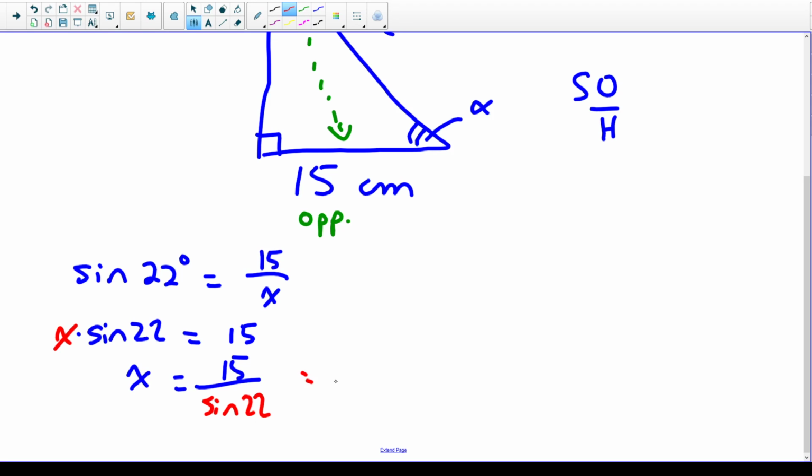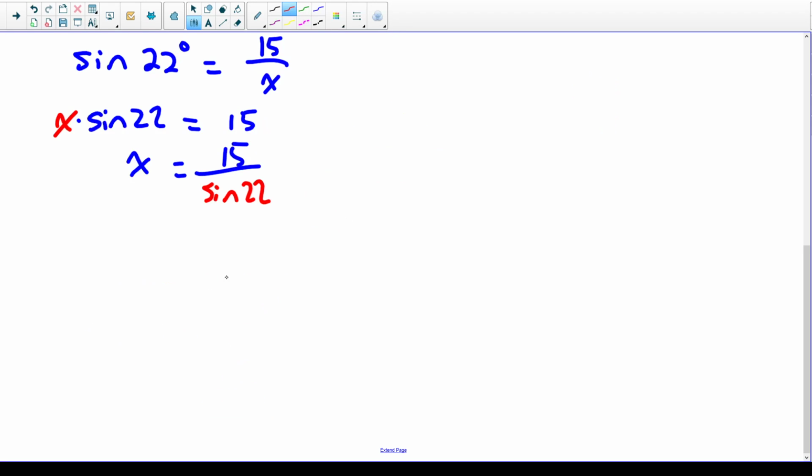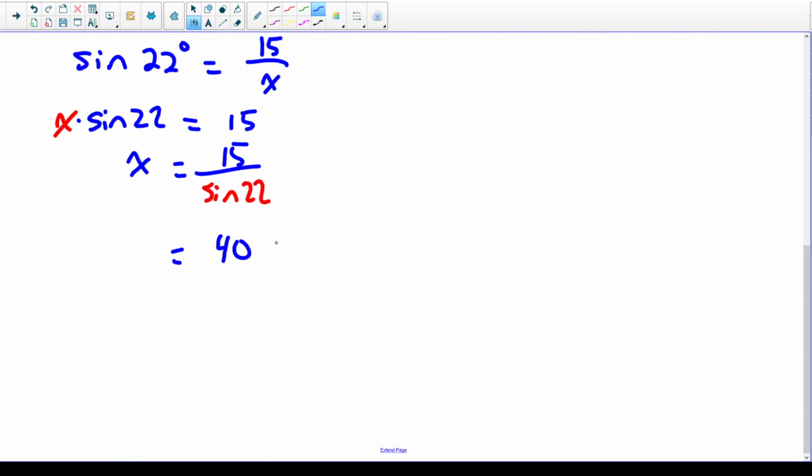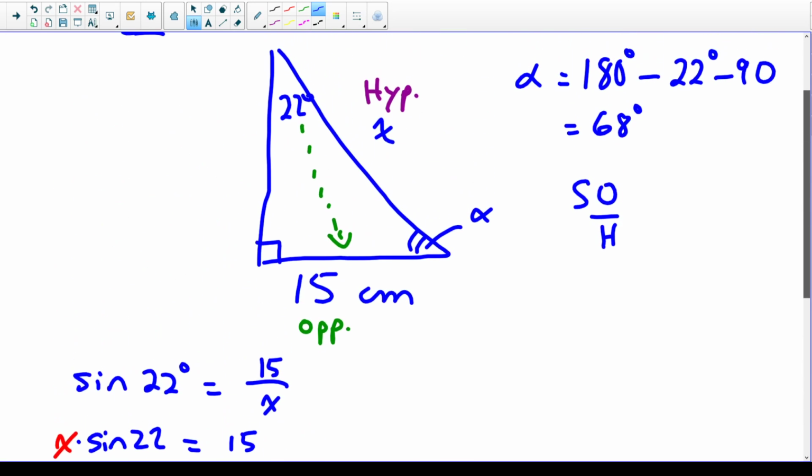So this would be 15 divided by sine 22, which I'm going to do on my calculator. So 15 divided by sine 22, and I have to press equals on my calculator to get the correct answer, which is 40. I can't remember if it was feet or meters here. So this one's in centimeters, so that's 40 centimeters. Okay, so we now know that this side here is 40 centimeters, and our hypotenuse should be longer than this side, so that kind of makes sense.